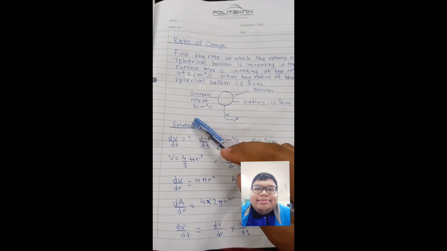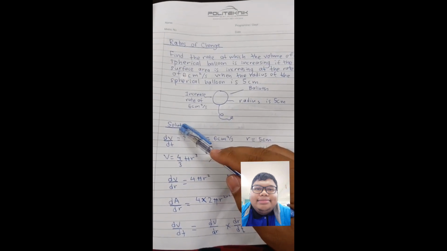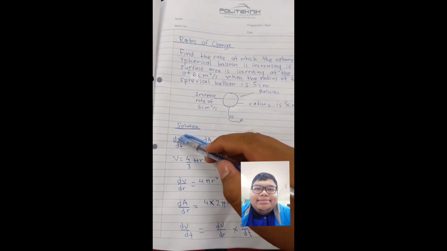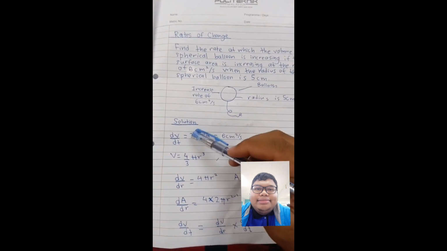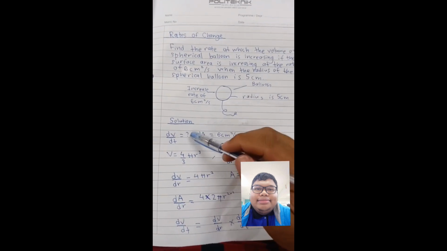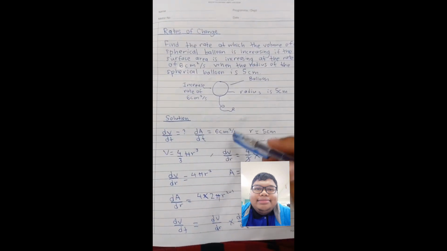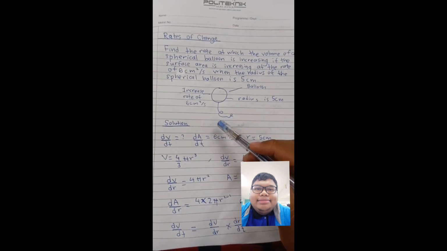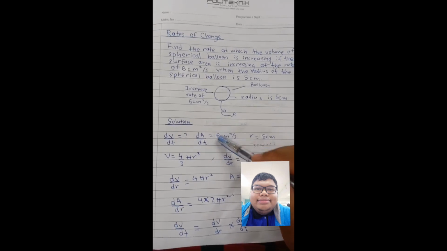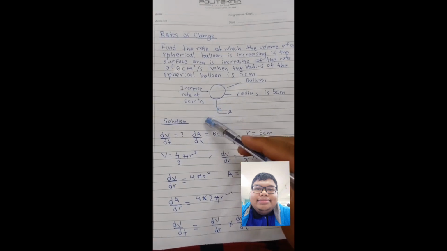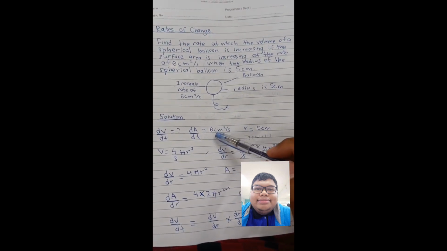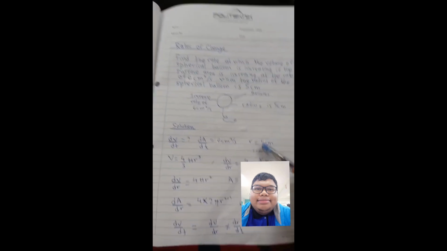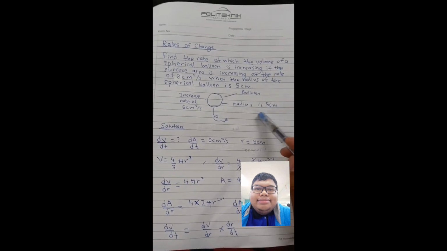And here is the solution to find the rate of change of the balloon. dV/dt is what we need to find, and we still don't know it, so we have to find it. And dA/dt we already have, that is the increase rate of 6 centimeters squared per second, and the radius r is 5 cm, given.